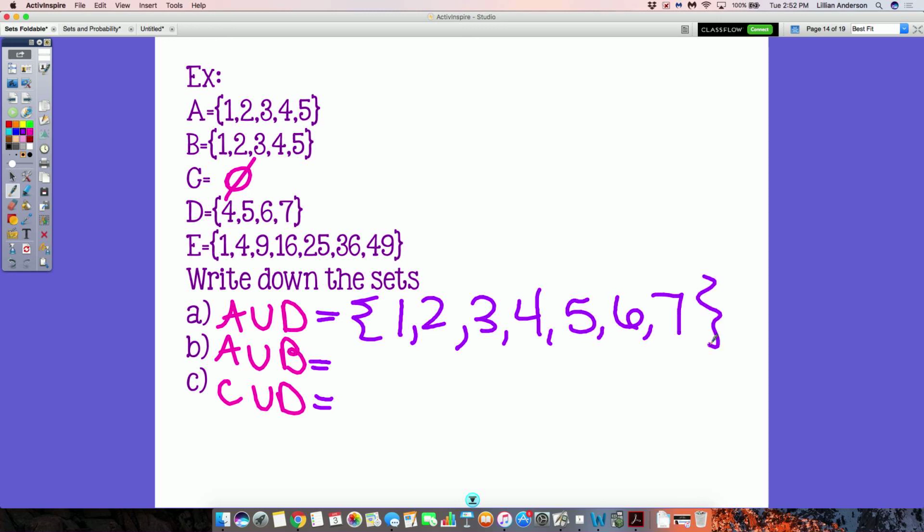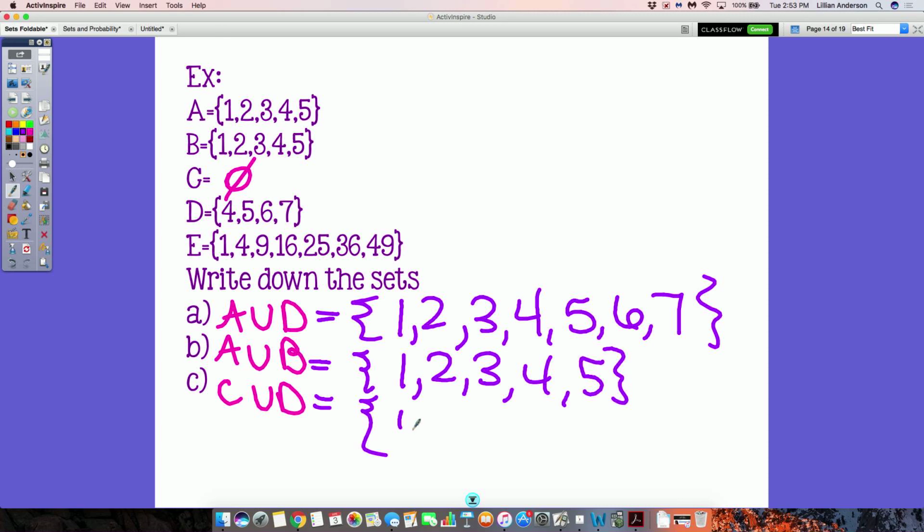Good stuff. What about A union B? In unison. 1, 2, 3, 4, 5. Awesome. And what about the union between C and D? In unison. 4, 5, 6, 7. Awesome, because the empty set, there's nothing in there. So it's nothing plus everything else.